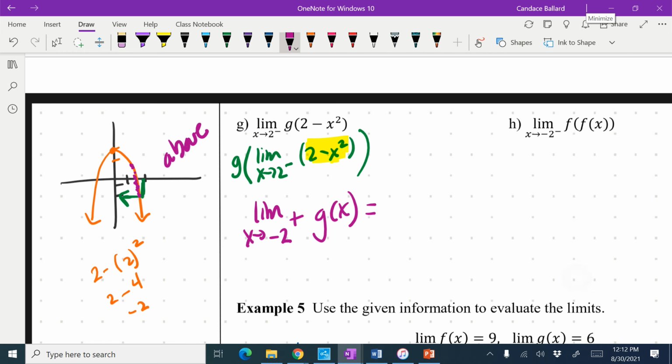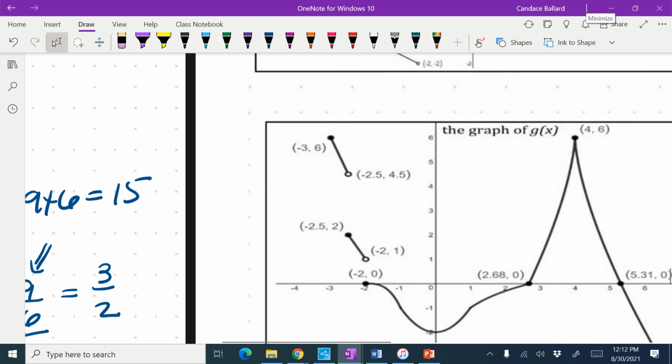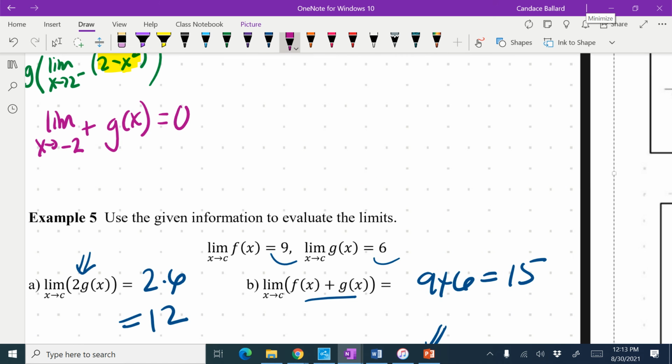Okay, let's go look. So we've got our G graph and we're looking at -2, correct? Okay, so there's -2. Was it continuous? No. No, good assumption. Okay, was it the right or the left? The right. Okay, so as I'm coming at -2 from the right side, what y value did I go to? Zero. Good job.